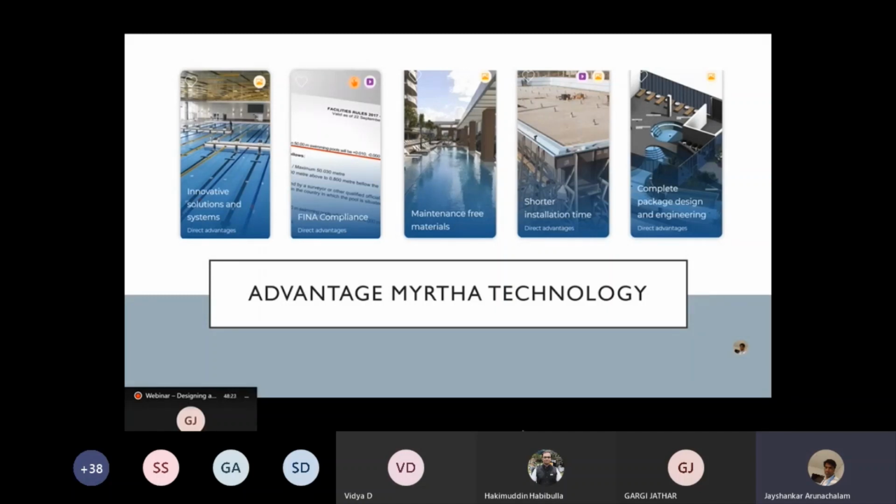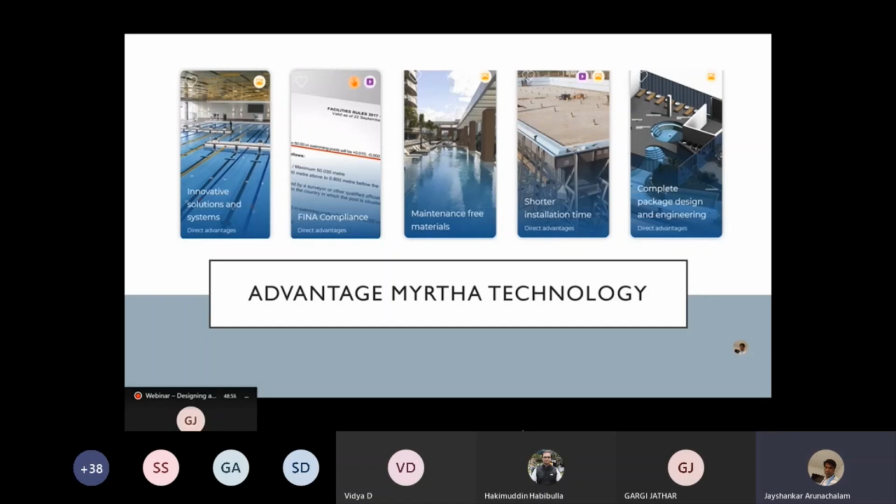Advantages of the technology we are trying to present here: as compared to concrete, MYRTHA brings a lot of advantages to the table, to a user, to a designer, as well as to the owner of the structure. With MYRTHA, as we have explained earlier, we give a turnkey solution for the pool and the water treatment, which is an integrated solution that takes care of a lot of issues. If planned well, we can have the entire pool in much shorter time as compared to a concrete technology.